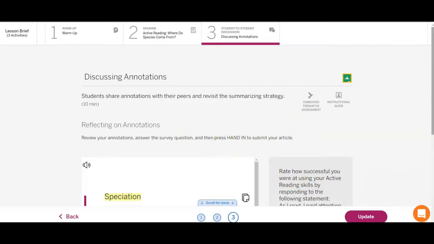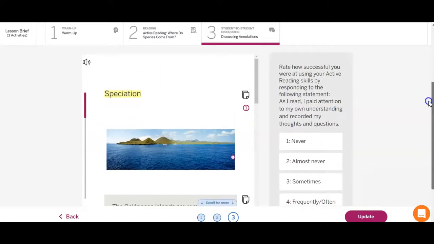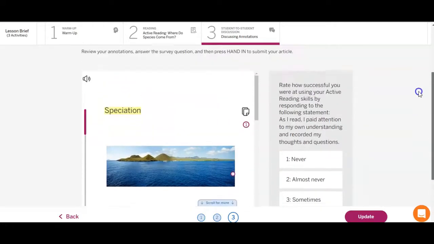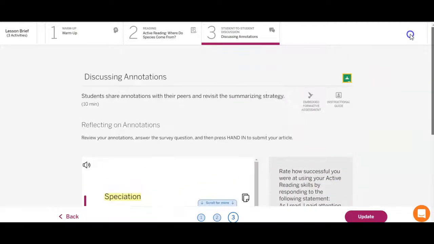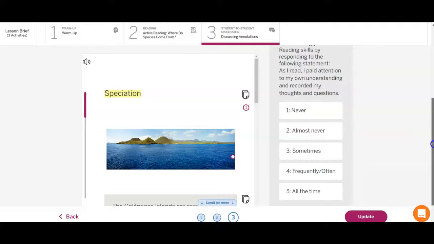And then you guys will finish off by summarizing your annotations right here, where it says, rate how successful you were at using active reading skills. I want you to be completely honest. I'm not going to grade you based off of your answer, okay? I want you to be brutally honest, because if you think you did a great job at it, make sure you put that. I use it all the time.